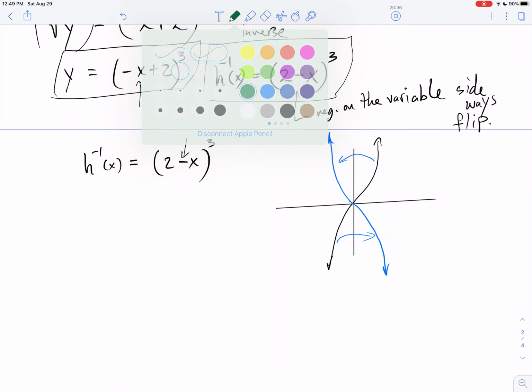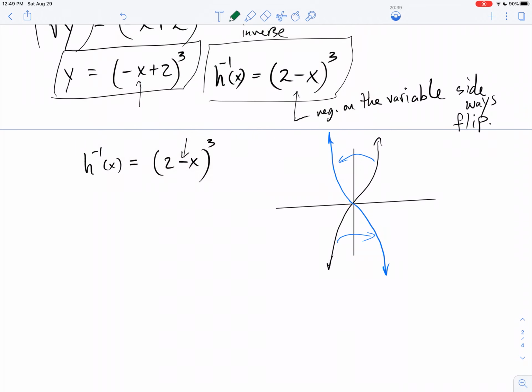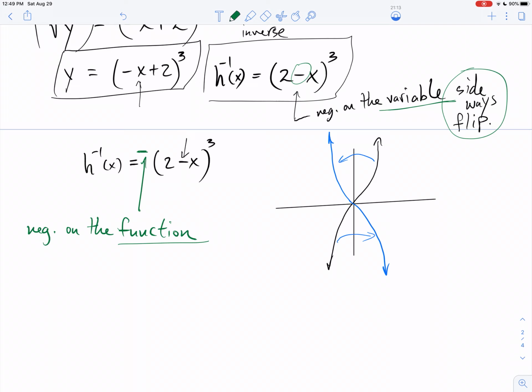Now, pay attention, because I'm going to change colors one more time. Let's do green. If I did graph something with a negative on the function, if the negative is out front, that means it's a top to bottom flip. Okay, a negative on the variable is a sideways flip. Negative on the function, on the outside of the parentheses, is a top to bottom flip.